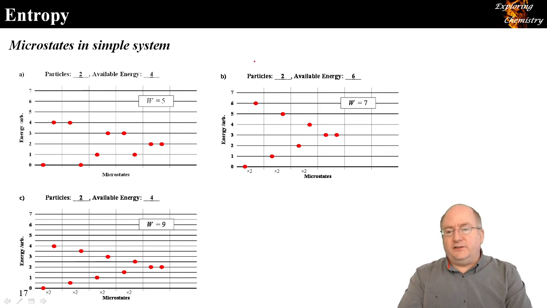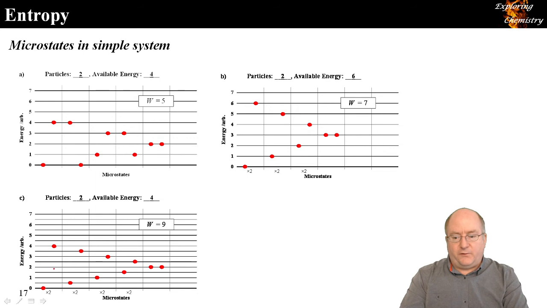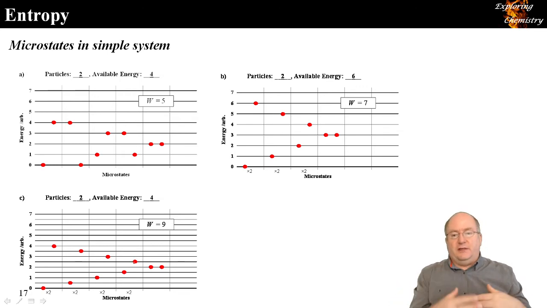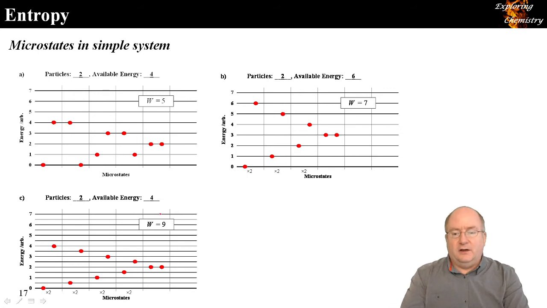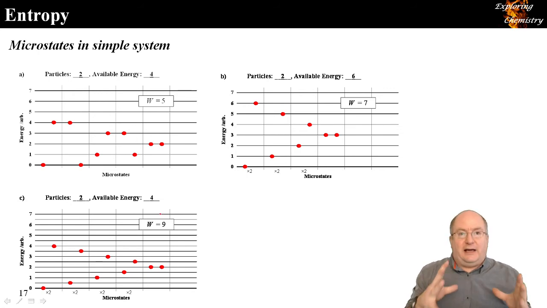This one still has 2 particles and 4 units of energy, but there's more energy levels. There's now integer and half integer spacing. So we can have 0 and 4, 0.5 and 3.5, 1 and 3, 1.5 and 2.5. So there's more ways in which we can distribute the available energy amongst the particles because there's more energy levels available.